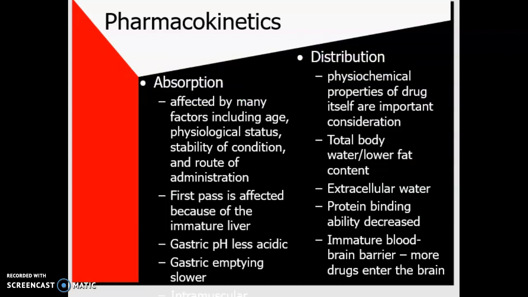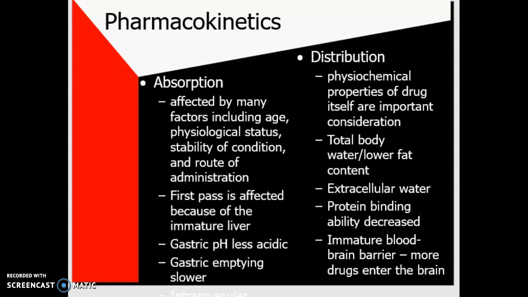So when we're looking at pharmacokinetics, the absorption is affected by many factors, including the age, again, physiological status, the stability of the condition itself, as well as the route of administration. First pass is affected because of the immature liver. And then we have gastric pH, because the gastric pH is less acidic because the cells in the stomach that produce the acid are immature. And until sometime between ages 1 and 2, that's going to be a factor in absorption. Gastric emptying is slower because in a child, peristalsis is slower. That's a normal part of being a child. Regarding IM absorption, it's usually faster and it's usually more irregular.